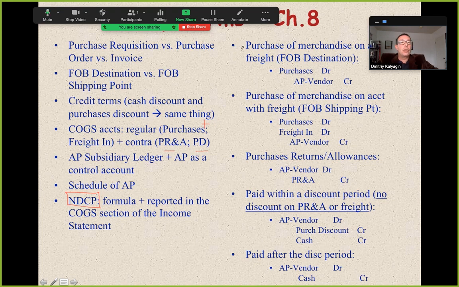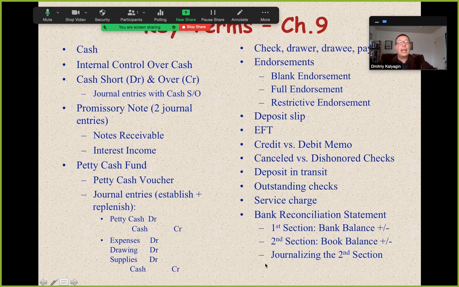This is purchase of merchandise on account. You can see it right here without freight, purchase of merchandise on account with freight, you debit freight in, purchase returns and allowances, when you and I make a return and receive an allowance, our payment within the discount period, and our payment outside of the discount period. So that's chapter 8. And then chapter 9, banking, we defined cash, looked at internal controls over cash.